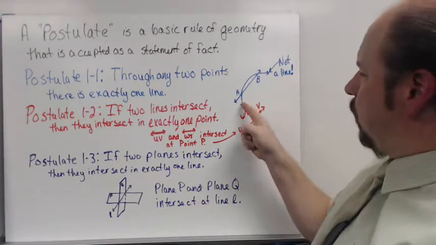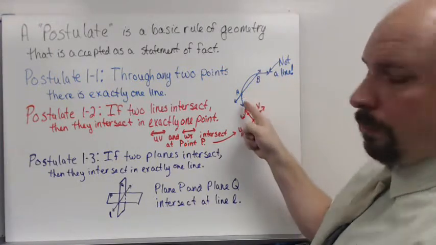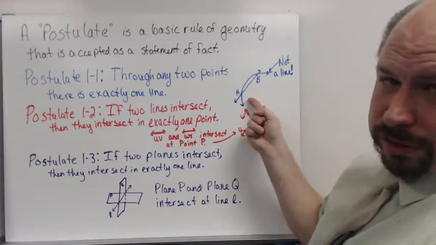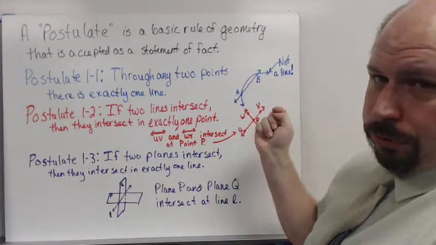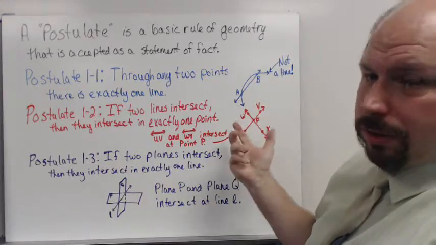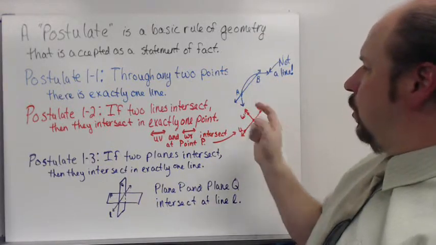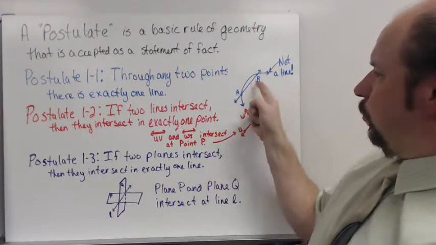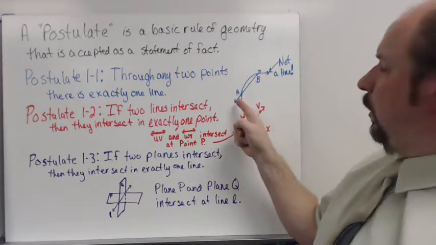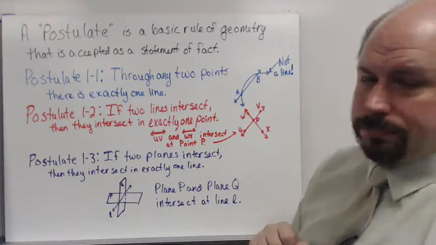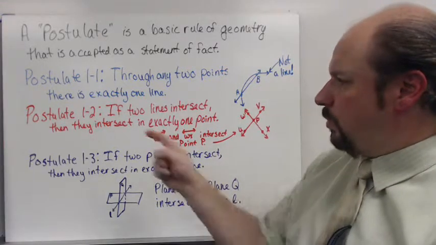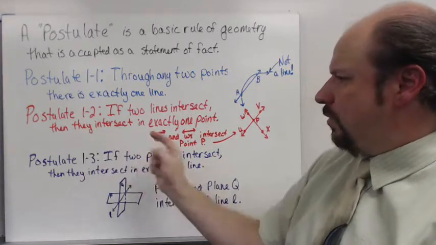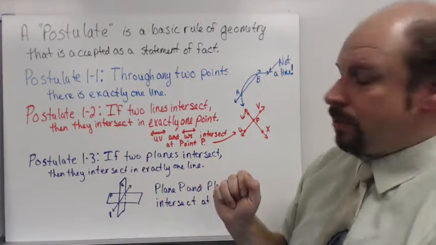Now notice this line here. Remember we talked about a line has to be straight. So this is not really a line. Even though it does go through points A and B, it's not considered a line because it is curved. So that one doesn't count. The only one that actually goes through points A and B is the line that I've drawn in here.